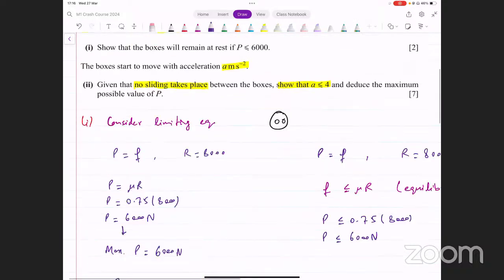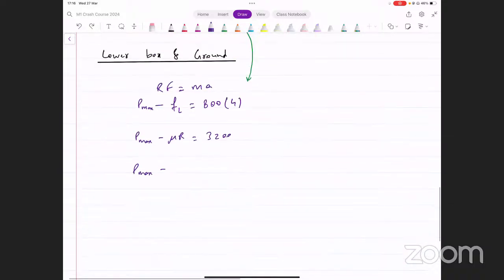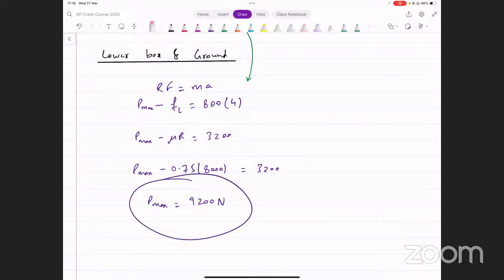P max minus mu, which is 0.75 in the case of lower box, into R. R was 8,000. That equals 3200, and that gives you a maximum possible value of P, which turns out to be 3200 plus 8000 into 0.75, and that's 9200 Newton. So corresponding to that maximum value of acceleration, this is the maximum possible value of P that we have. And that is what we were looking for here.